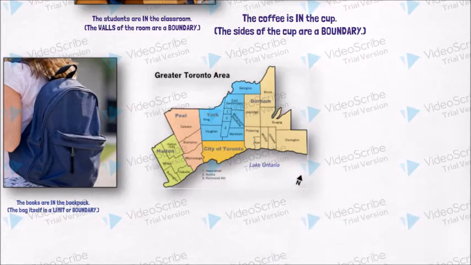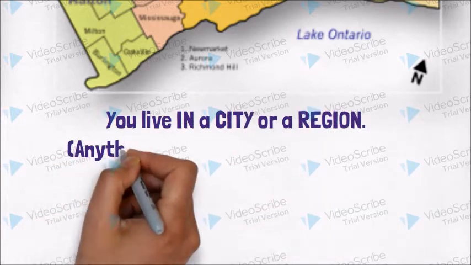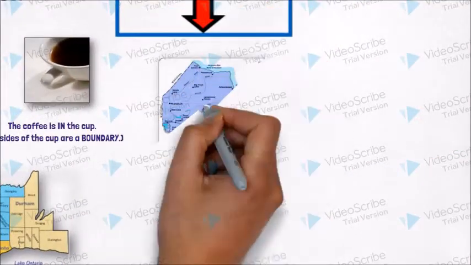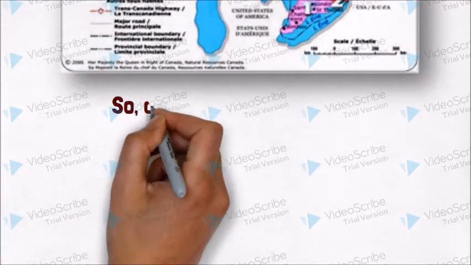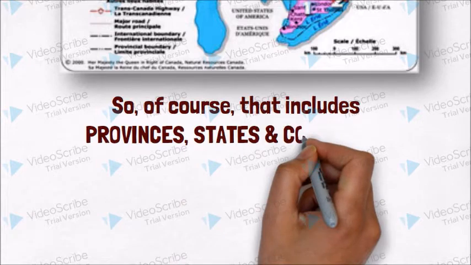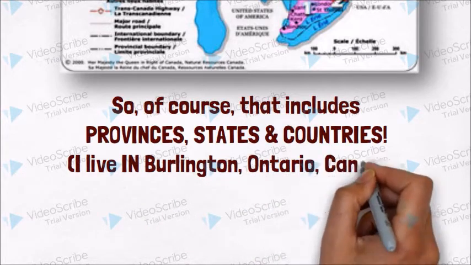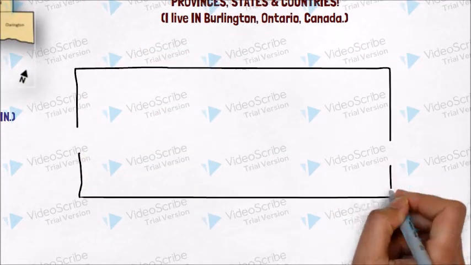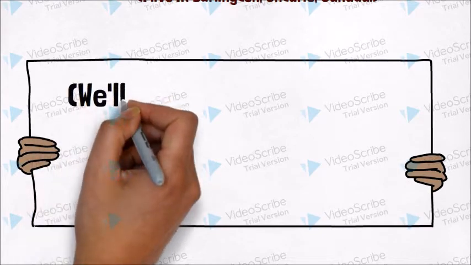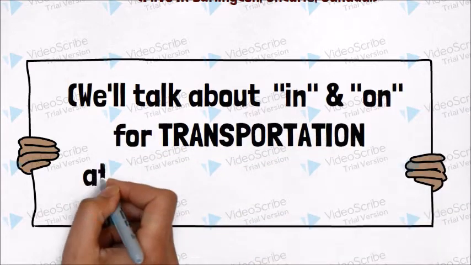I live in the GTA. So you live in a city or a region. Anything basically on a map has a boundary. So anything on a map you are in. Of course, this also applies to provinces, states, and countries. I live in Burlington, Ontario, Canada. We'll talk about in and on for transportation at the end of the video, so stay tuned.